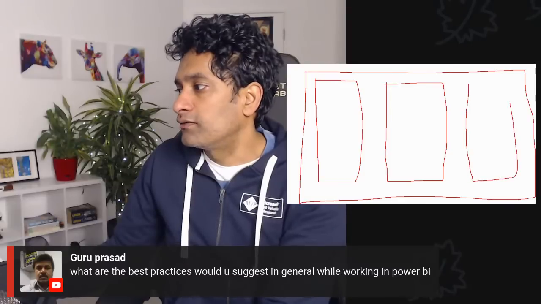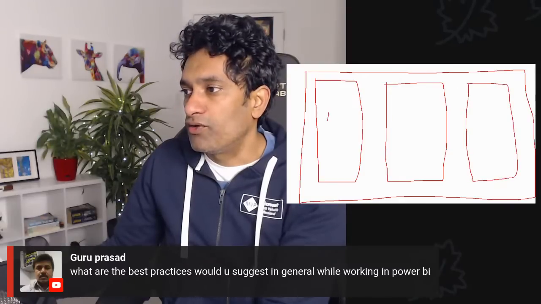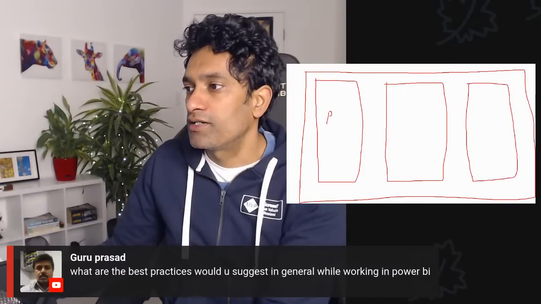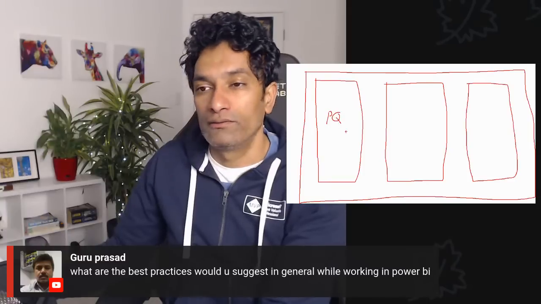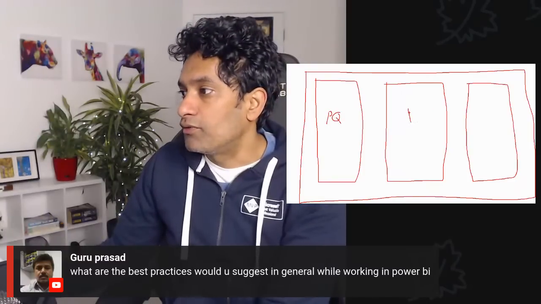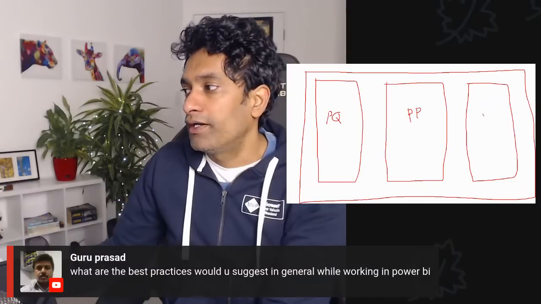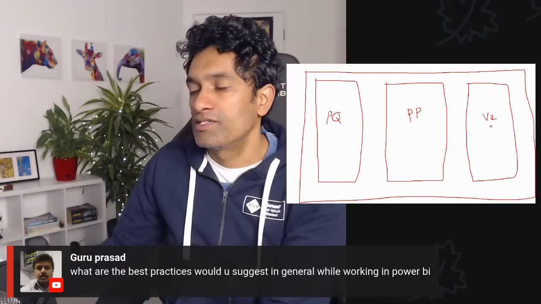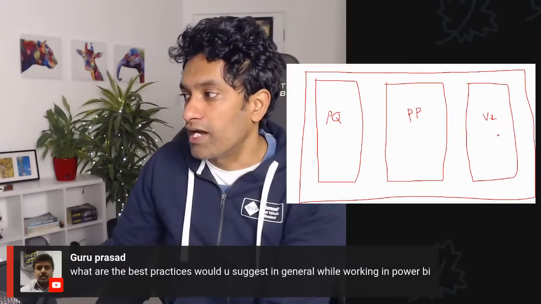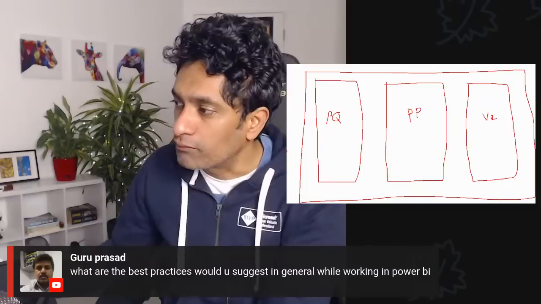Box 1 is called Power Query, and this is where all your data handling and data management happens. Then box 2 is Power Pivot. This is where all the calculations happen. And box 3 is the visuals. This is where all the development happens for the graphs and interactions and everything.